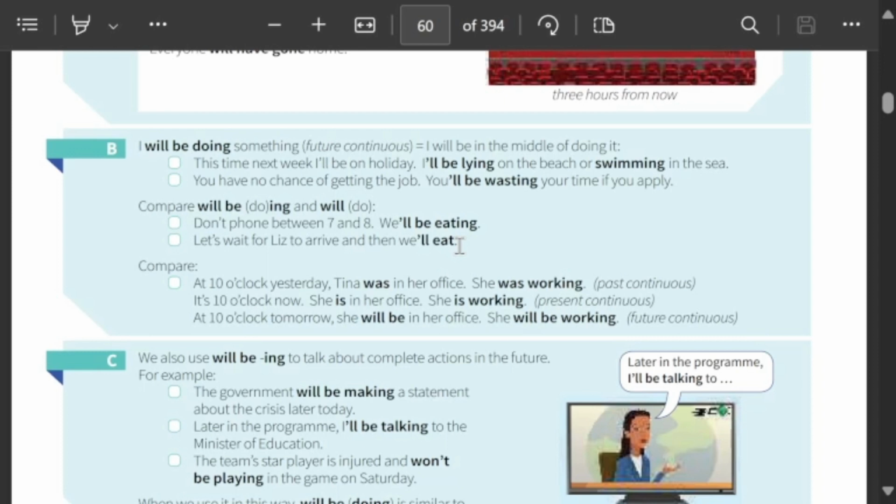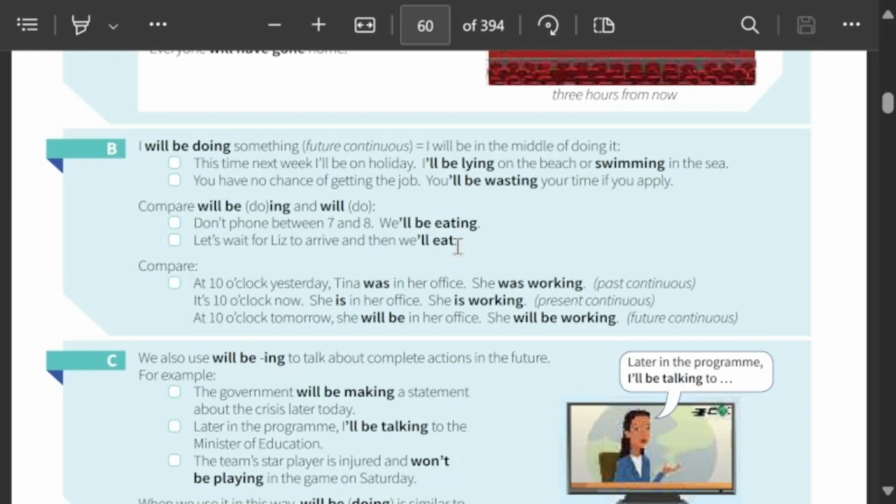When Liz arrives, we will be eating. No, because when she arrives, you are not eating yet. You have to go eat, you know? Unless it's another situation, you are eating right now, and then when she arrives, we will be eating. We will still be eating. You know? She comes and you're still eating. Then that's a different situation.